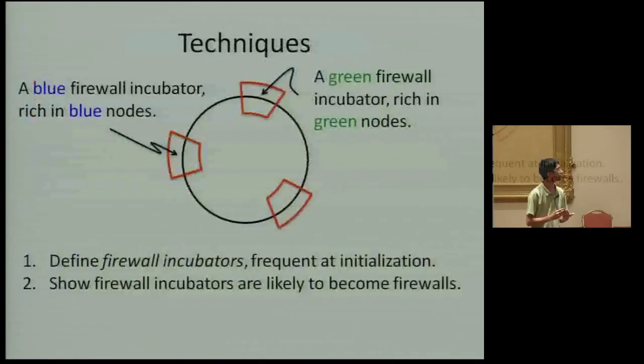So one of the techniques we're going to use, we're going to define something called a firewall incubator, which is basically rich compared to the other. We're going to show that these happen fairly often, and then we're going to show with a reasonable probability that they're going to become a firewall.